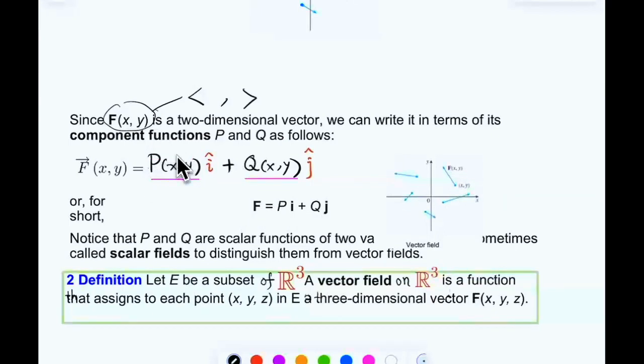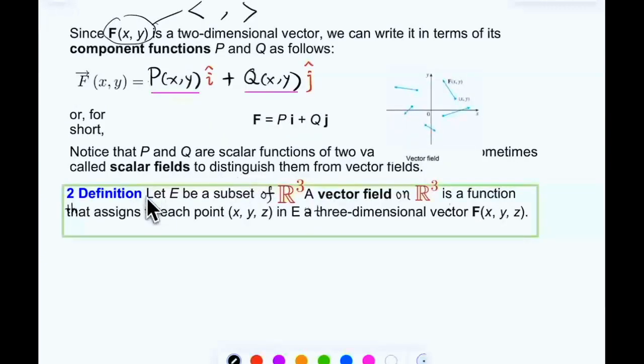Notice that the P and Q over here are scalar functions, right? The F here is a vector function. The output is a vector. The P and Q over here are scalar functions. The output will be real numbers, right? So we call P and Q here scalar fields to distinguish them from the vector field. So this is a vector field, and the P and Q over here are called scalar fields.